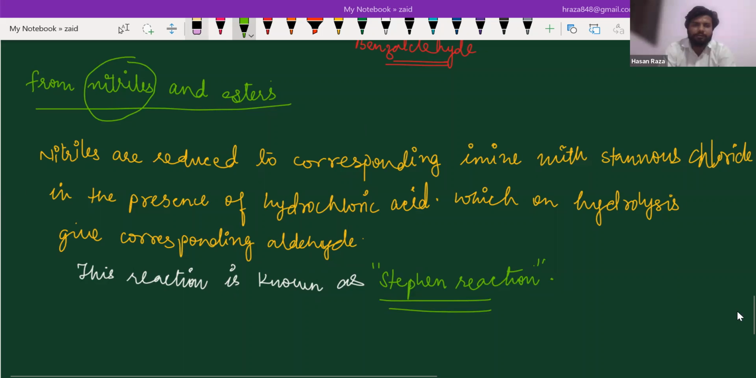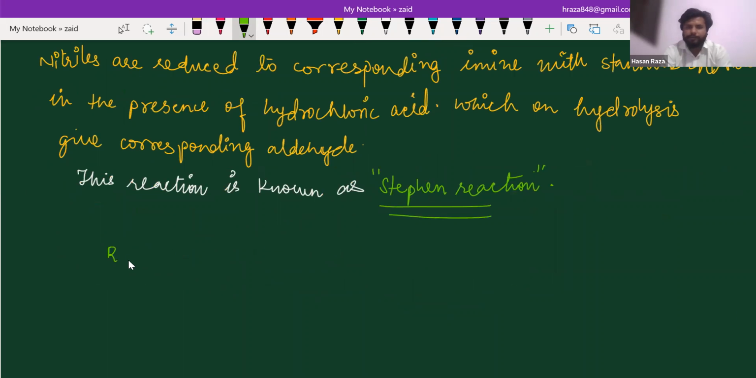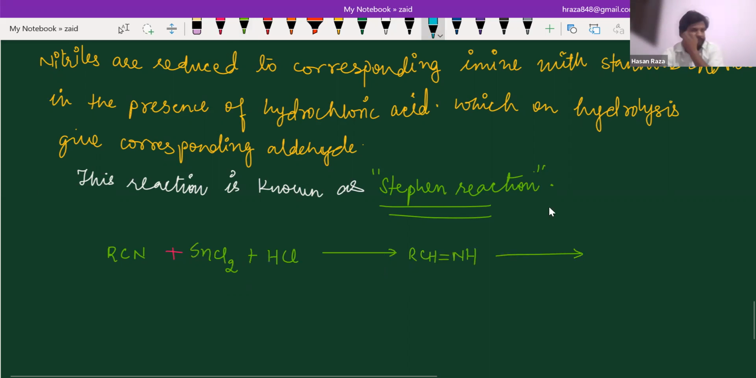Please focus here. You have a nitrile that we also call cyanide. You are going to reduce it in the presence of stannous chloride and hydrochloric acid. Then you will get an imine, that means RCH double bond NH. And after hydrolysis of this, I will explain the mechanism also, the trick to get it solved. After hydrolysis with H3O positive, you will get RCHO.